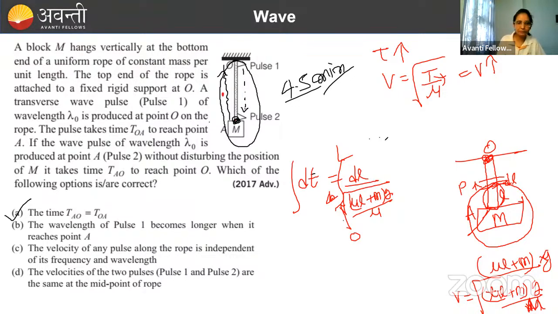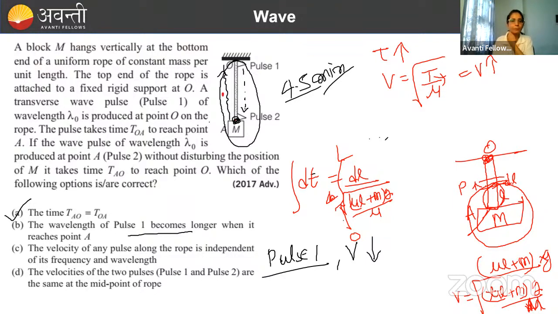Now, the statement: the wavelength of pulse 1 becomes longer when it reaches point A. What is happening with pulse 1? For pulse 1, the velocity is gradually decreasing. And if velocity is decreasing, what will happen to the wavelength? I have discussed this yesterday also. V by lambda is what? Frequency. Frequency doesn't change, right? So gradually, as it moves toward the string, the wavelength of pulse 1 becomes longer when it reaches point A. Will that be correct or not? Anyone? How will we explain that?